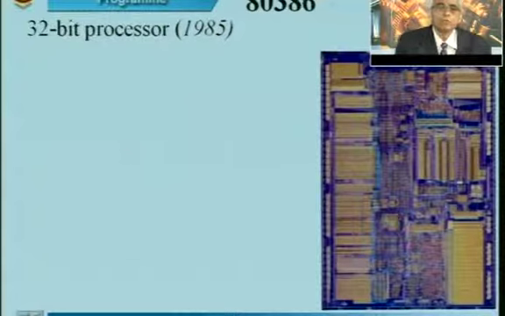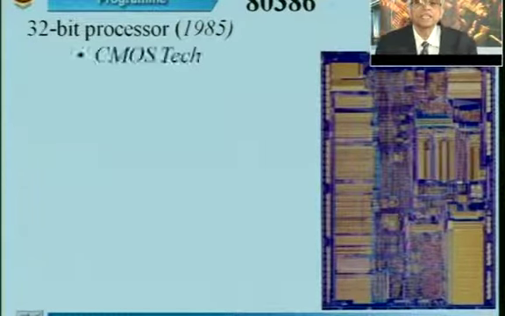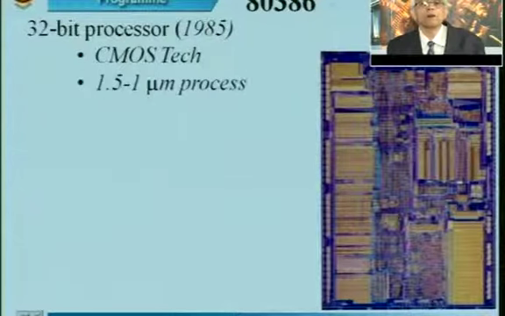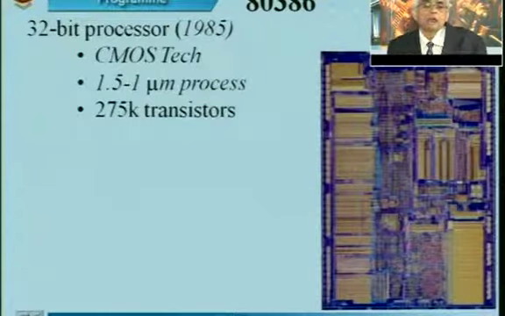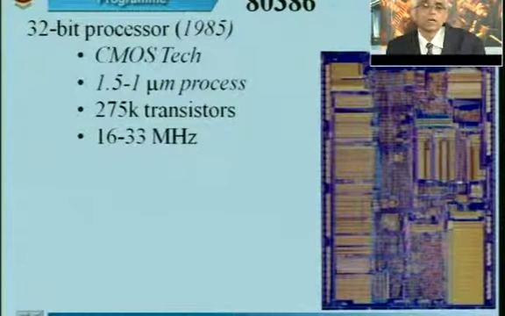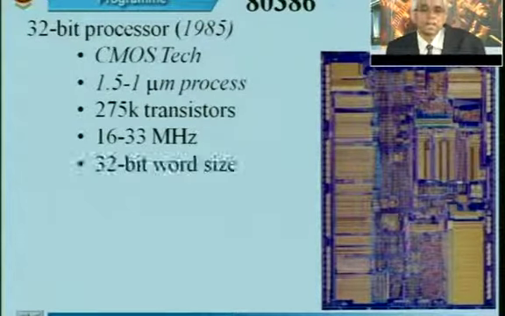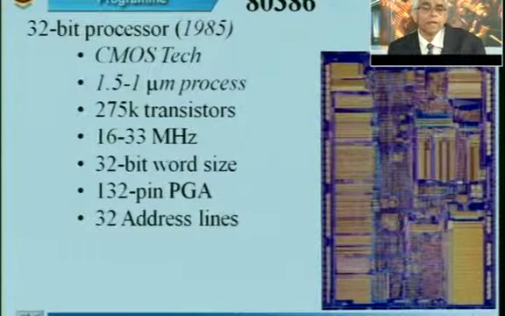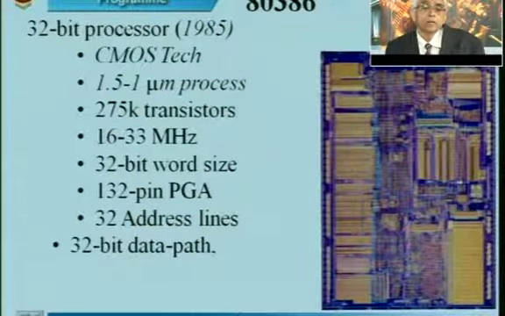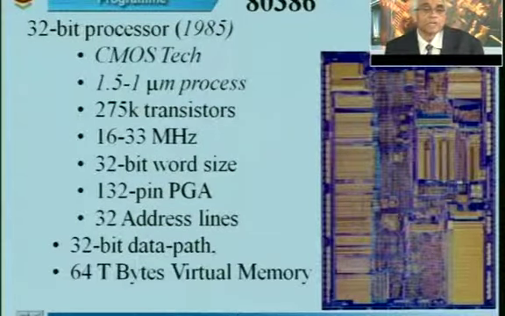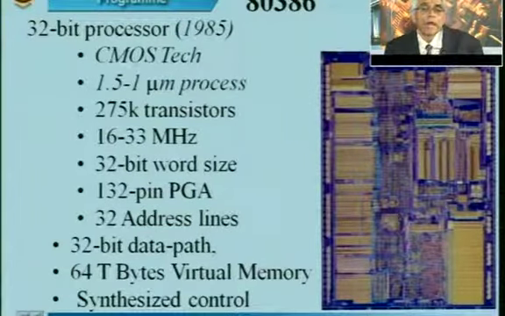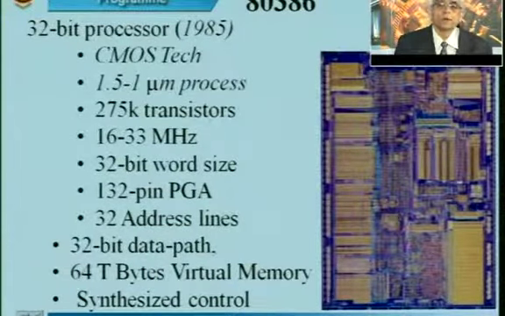80386 is a 32-bit processor which was brought to the market in the year 1985, made up of CMOS technology having 1.5 to 1 micrometer, and 276K transistors are embedded into it. It works at the speed of 16 to 33 megahertz. It has 32-bit word size, 132 pin PGA, 32 address lines, 32-bit data paths and 16 terabytes of virtual memory, and it has synchronized control operation of interacting with the external world.